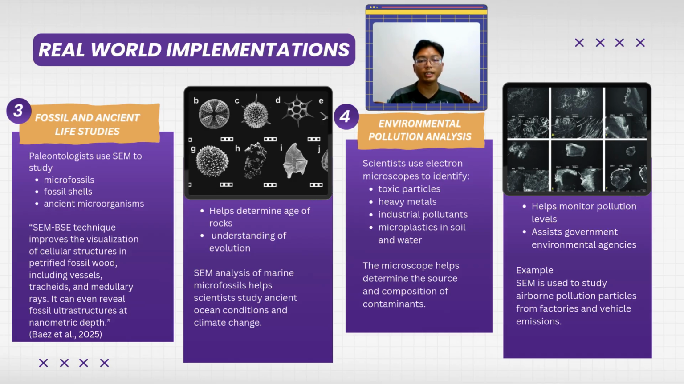And the final application is environmental pollution analysis. Scientists use electron microscopes to identify toxic particles, heavy metals, industrial pollutants, and microplastics in soil and water. The microscope helps determine the source and the composition of the contaminants in the environment. This technology helps monitor pollution levels and assists government environmental agencies in environmental protection and cleanup efforts. For example, SEM is used to study airborne pollution, particles produced by factory and vehicle emissions.